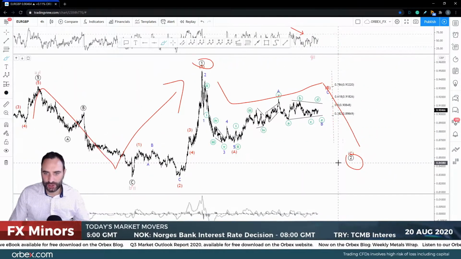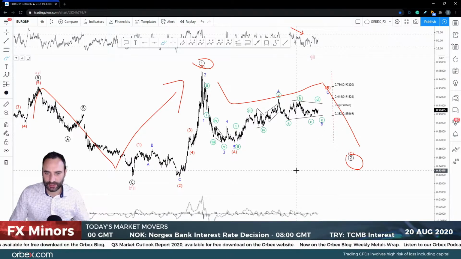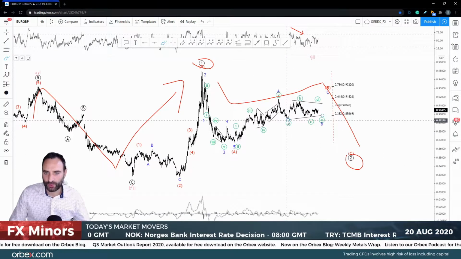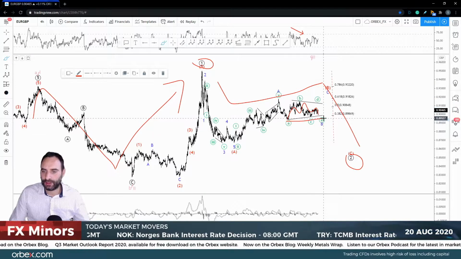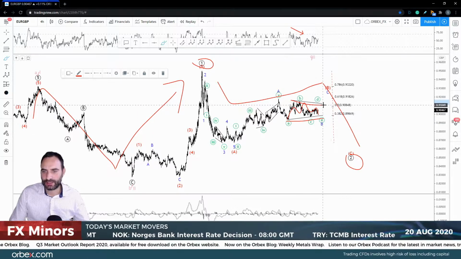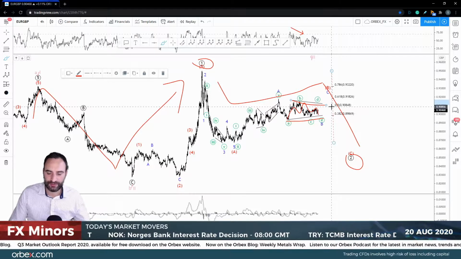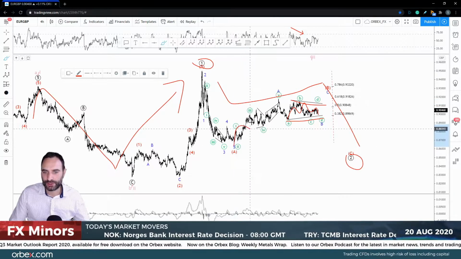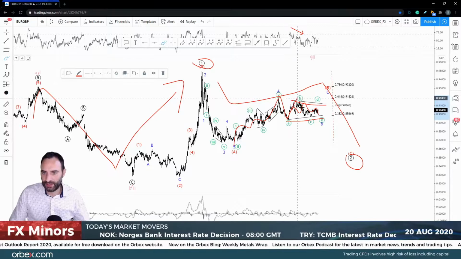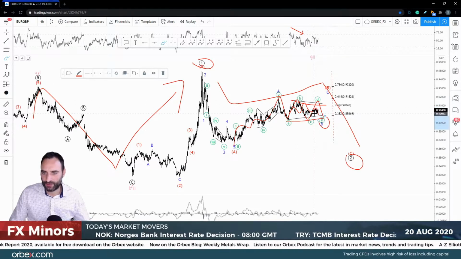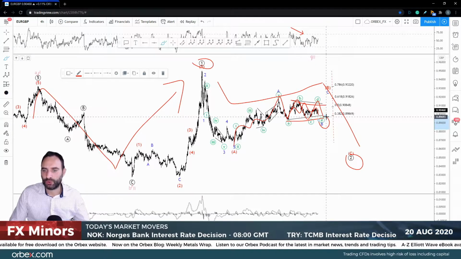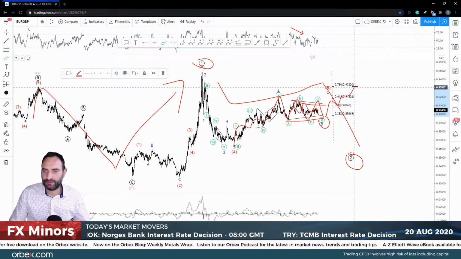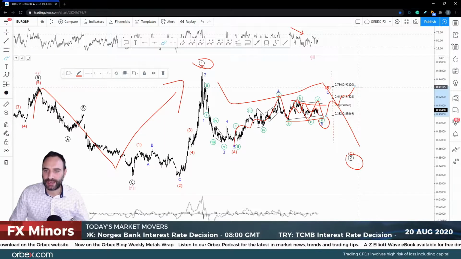Now, I've changed the counting a little bit because we've started consolidating into this area, and that looks increasingly to me like it is going to end up as a triangle in wave B, which means 1, 2, 3, 4, and 5 in A, B, C, D, and E. So we'll have waves D and E to come into play, and then we're going to get another 5-wave move to the upside, perhaps to the 0.93.